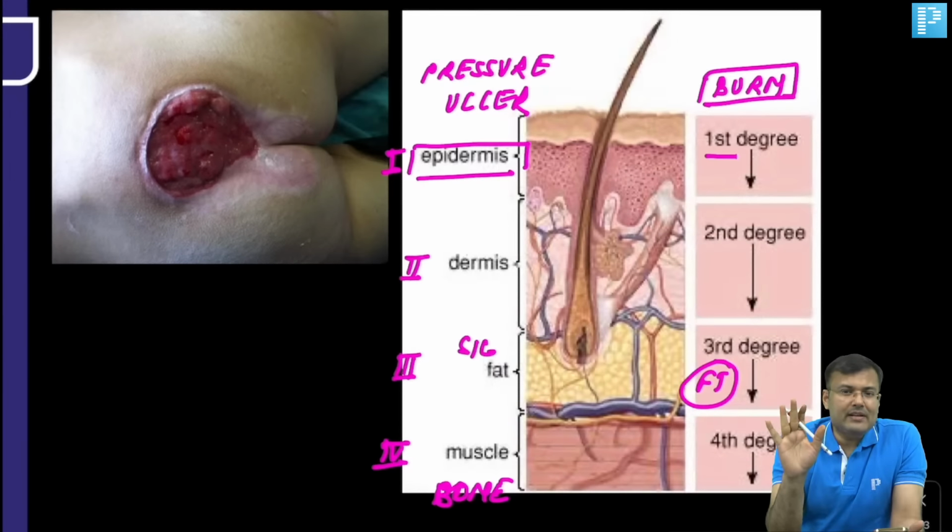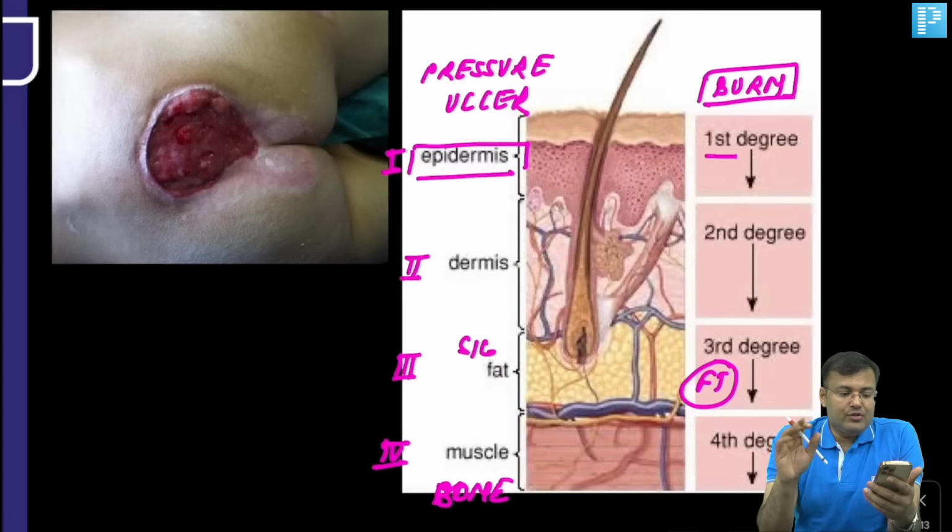You got it? Everybody understood? Anybody having confusion? Because both these questions come, I am telling you. Everybody understood the burn classification and this pressure ulcer staging? Let's revise quickly, guys. Epidermis, first degree or stage 1. Epidermis plus dermis, second degree or stage 2. Epidermis plus dermis plus subcutaneous fat or tissue, third degree or stage 3. Involvement of muscle or bone or exposed muscle or bone, what is that? 4th degree or stage 4.